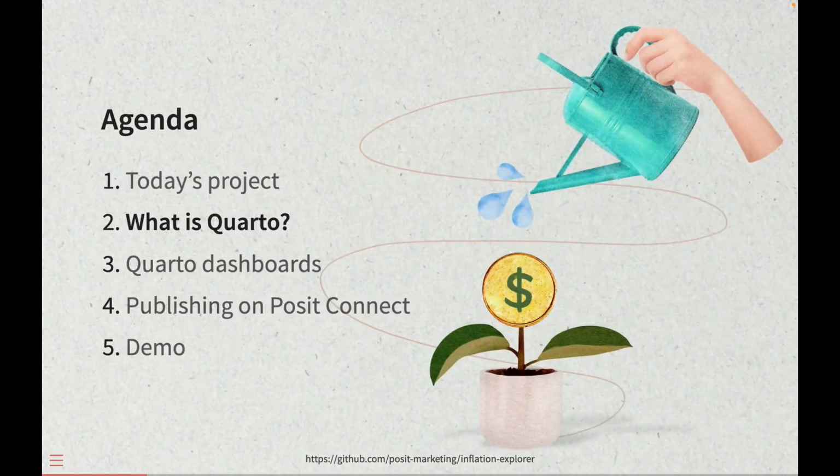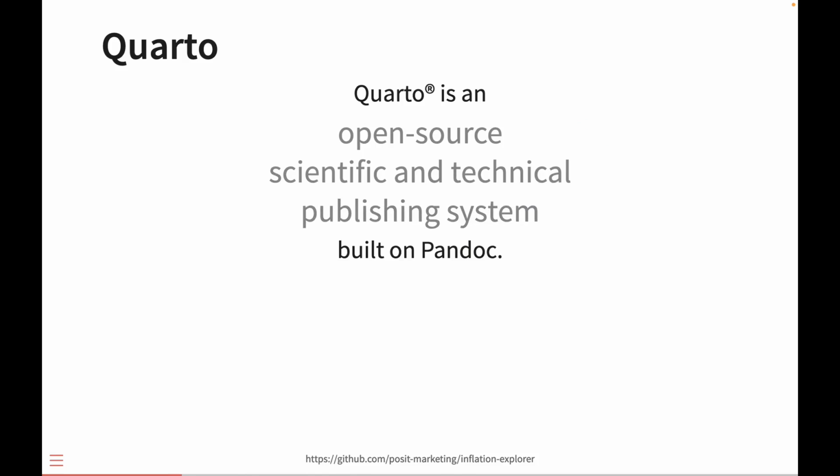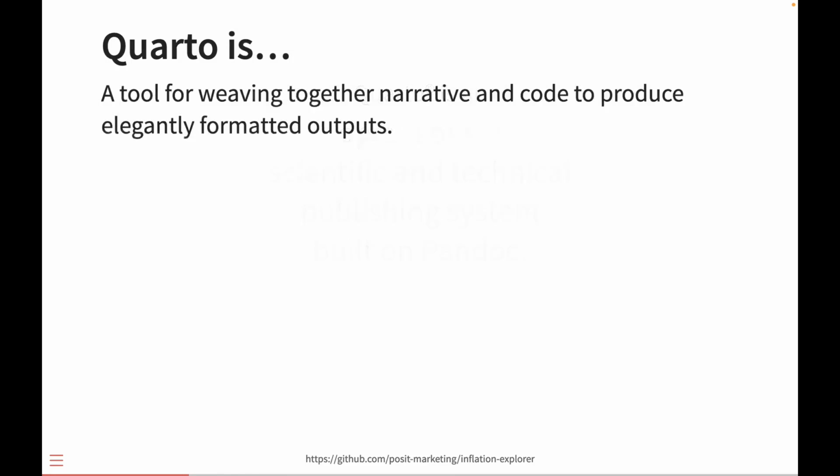Let's quickly introduce Quarto. Quarto is an open source, scientific and technical publishing system built on Pandoc. It's a project sponsored by Posit, taking what we've learned from creating R Markdown with the goal of making it easier to create scientific documents. You can write together narrative and code to produce beautiful and professional outputs.